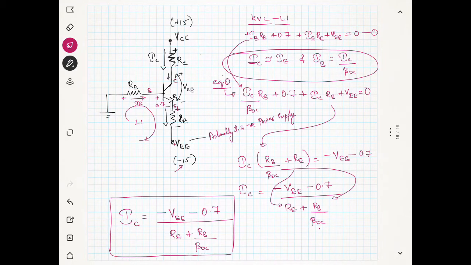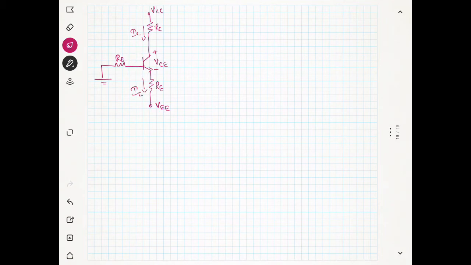So we got IC now, right? And next we need to find VCE. So I will draw the circuit again. You can see here, this is VCC, RC, and this is RE, RB, and this is ground, and this is VEE. And the voltage between the collector and the emitter we will call VCE. The current is going down, right? It's the IC. You can also assume this is IE, but it is approximately equal to IC, right?